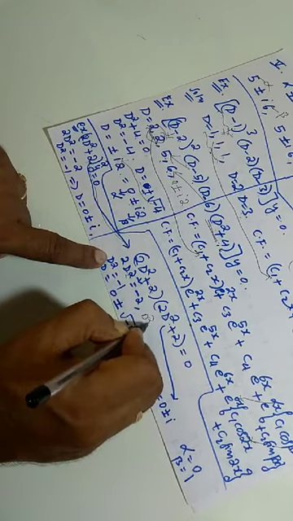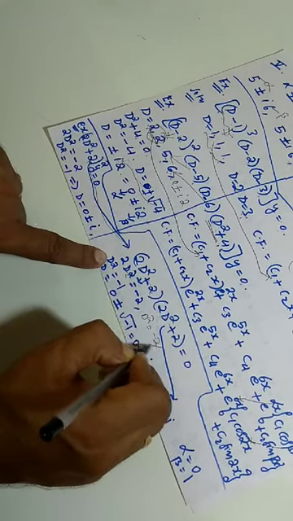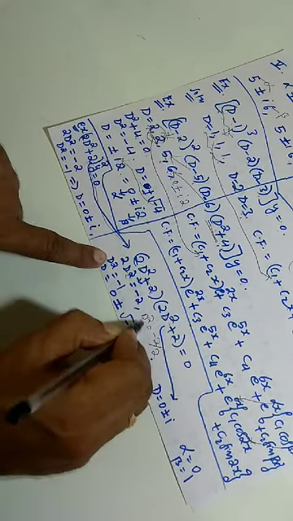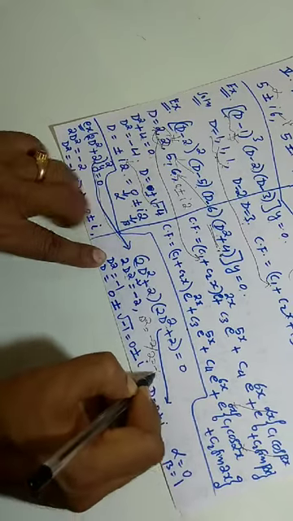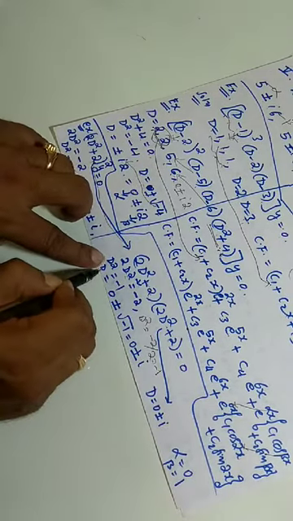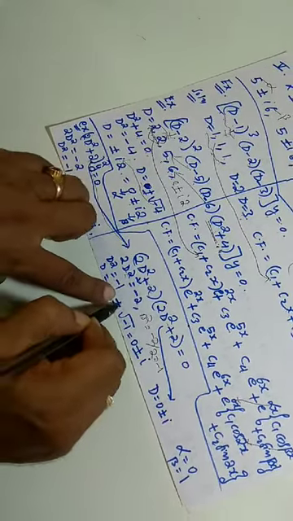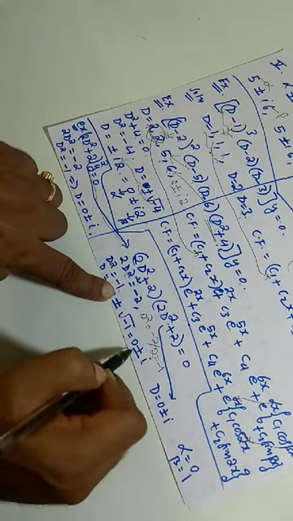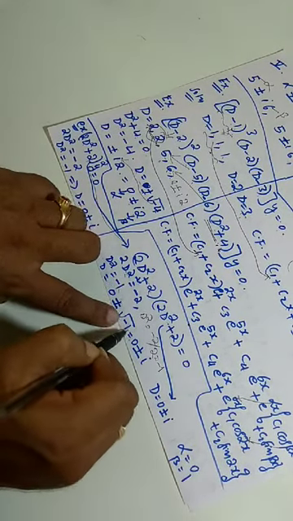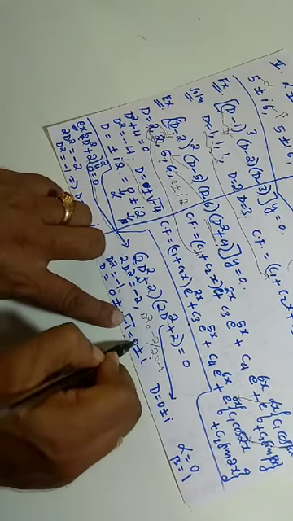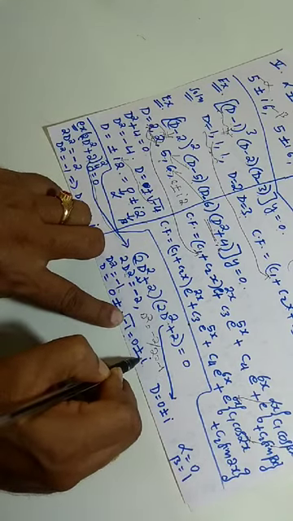So what is D squared? D squared is minus 2 divided by this 2. So D squared is equal to minus 1. I have written that. So D is equal to plus or minus square root of minus 1. So 0 plus or minus square root of minus 1 is i. So what is alpha? Alpha is 0. Beta is the number behind i, 1.